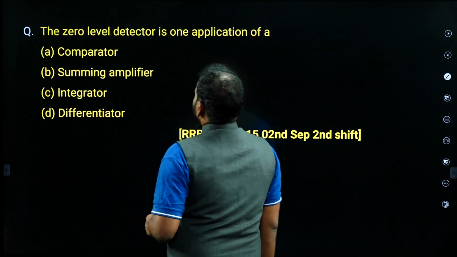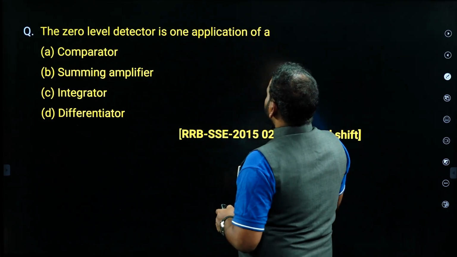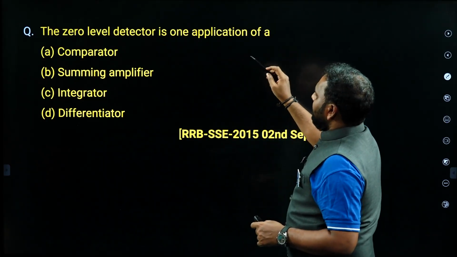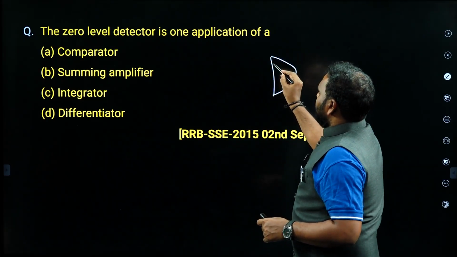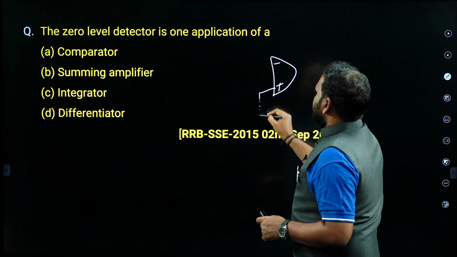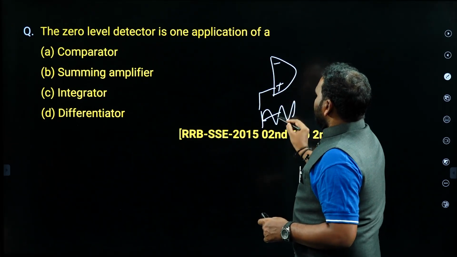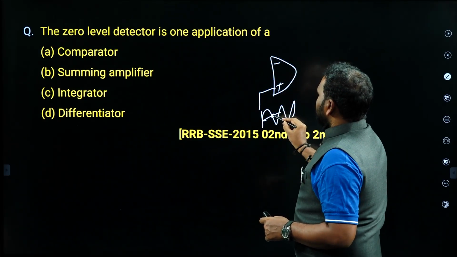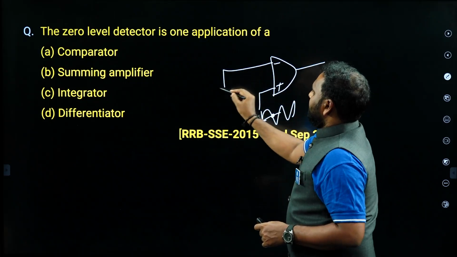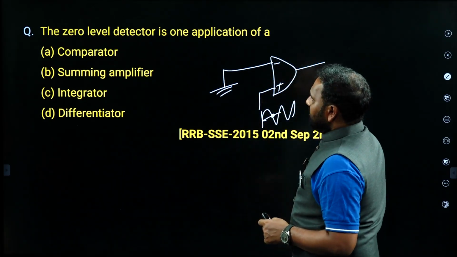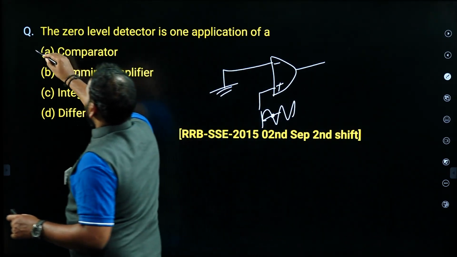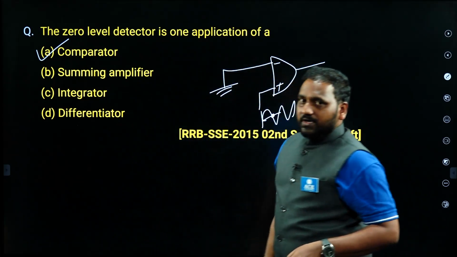Zero level detection. Zero level detection means, for example, okay, see, I am giving one signal here. So I want to detect the 0. Whenever the 0 arrives, output should be 0. I can connect 0 here. This is nothing but what? Comparator. It is a comparator, okay.